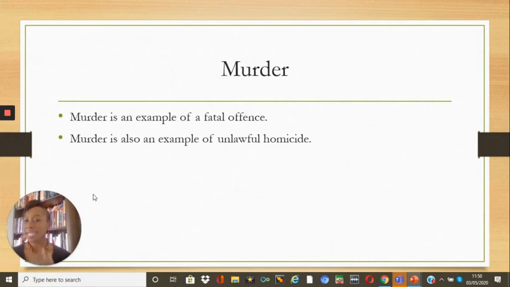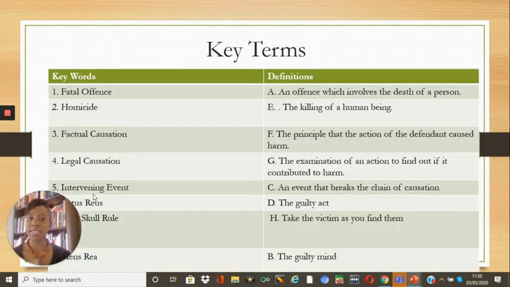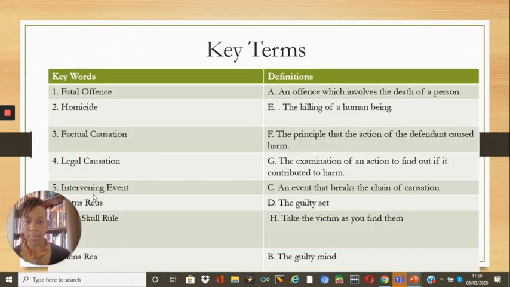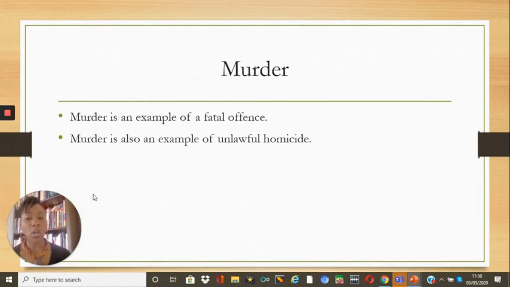Now, we are specifically looking at this fatal offense and this homicide. We are looking at murder. Murder is an example of a fatal offense because, remember, fatal offense is an offense which involves the death of a person. When a murder occurs, somebody's dead. Murder is also an example of an unlawful offense, homicide. What is homicide? The killing of a human being. Why is it unlawful?